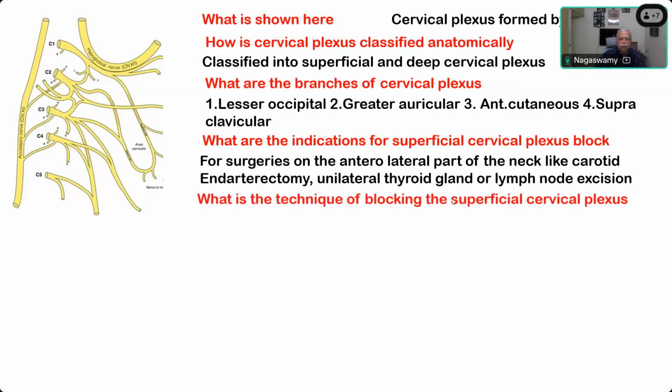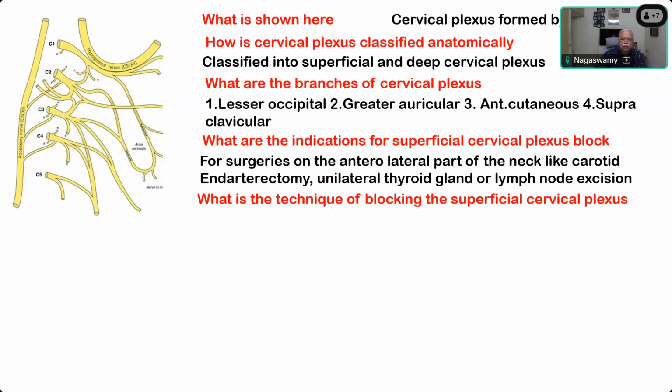What is the technique of blocking the superficial cervical plexus? Landmark technique and ultrasound guided blocking, sir. Landmark technique, it is the midpoint of posterior border of sternocleidomastoid we have to inject 5 to 10 ml of local anesthetic in the fan shaped manner.